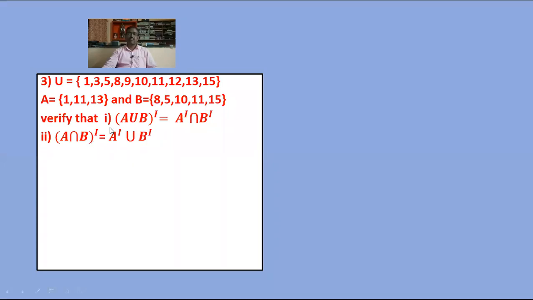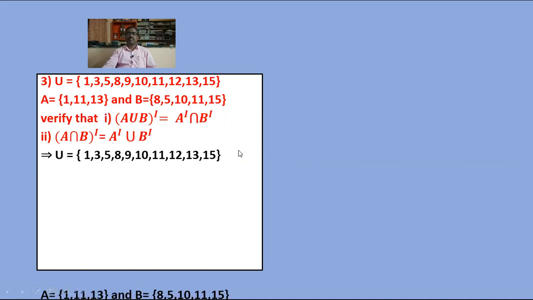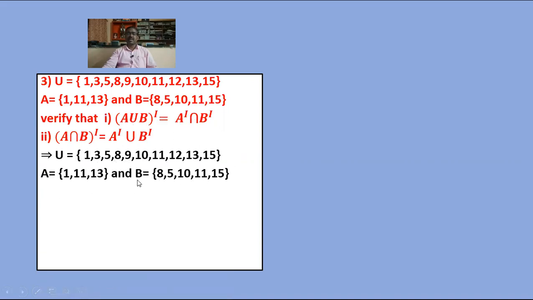Solution of this problem. First, verify that A union B complement is equal to A complement intersection B complement. Given universal set U is equal to 1, 3, 5, 8, 9, 10, 11, 12, 13, and 15. Sets A and B are given: set A is equal to 1, 11, 13. Set B contains 8, 5, 10, 11, and 15.